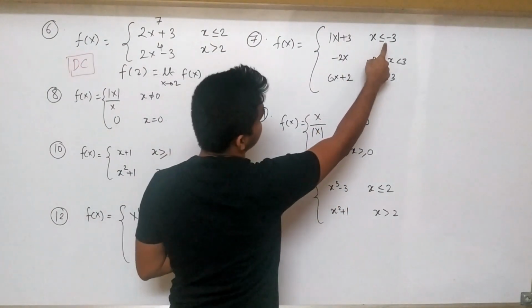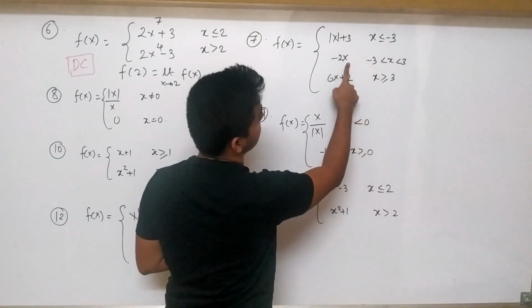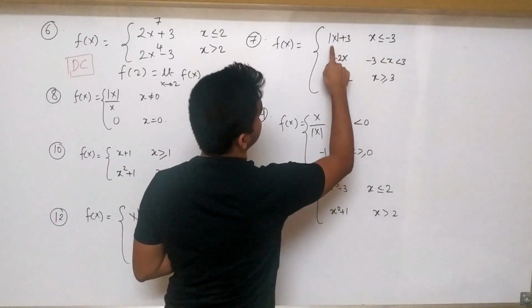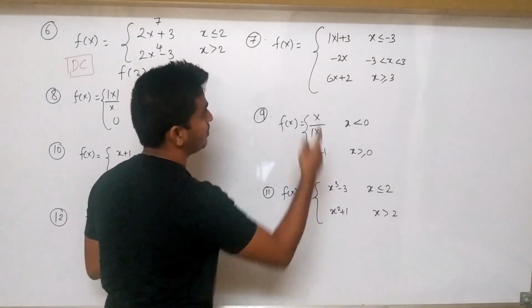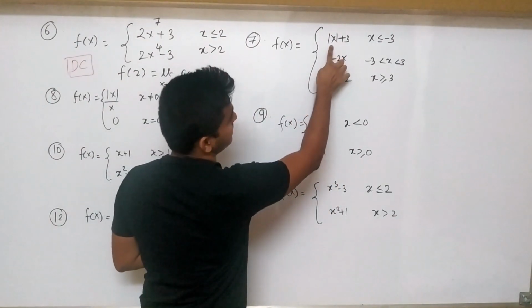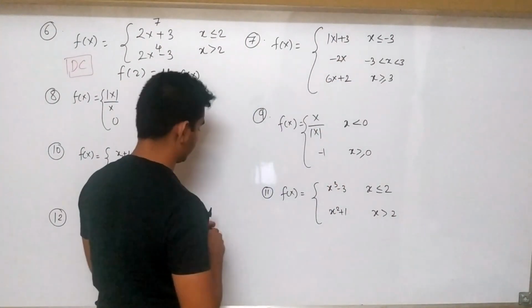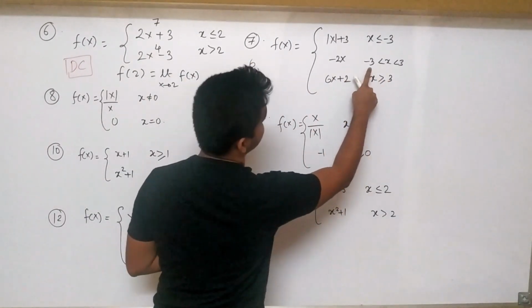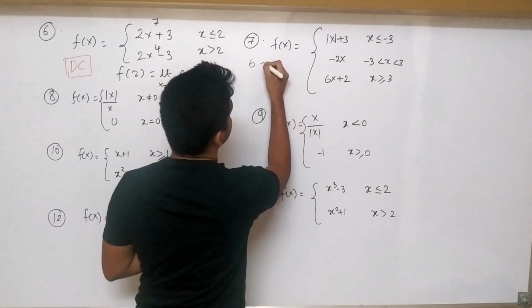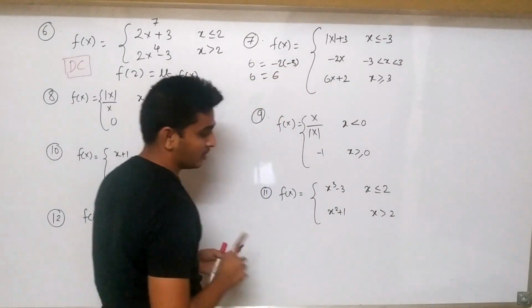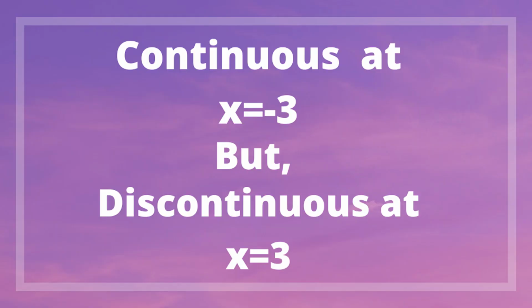It says that till minus 3 these two functions are applied. Since we have a common continuity limit over here, when you plug in minus 3, the modulus will be the positive value. So it will be mod of minus 3, which is 3, plus 3, which comes out to be 6. And here you have to plug in minus 3. So minus 2 times minus 3 is equal to 6. So these two are equal, so we can say that this function is continuous.